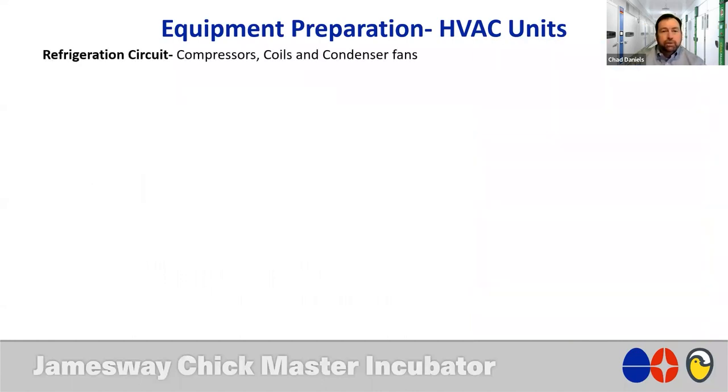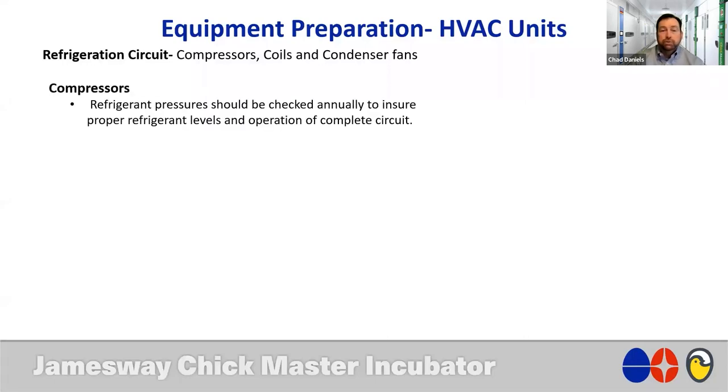In addition to that, with HVAC units, they have a refrigeration circuit. We're talking about compressors, coils, and condenser fans. Compressors, we want to make sure that refrigerant pressure should be checked annually. And so for locations that are approaching summer, dealing with the heat, we want to make sure that circuit is correct and it has the right refrigerant level.